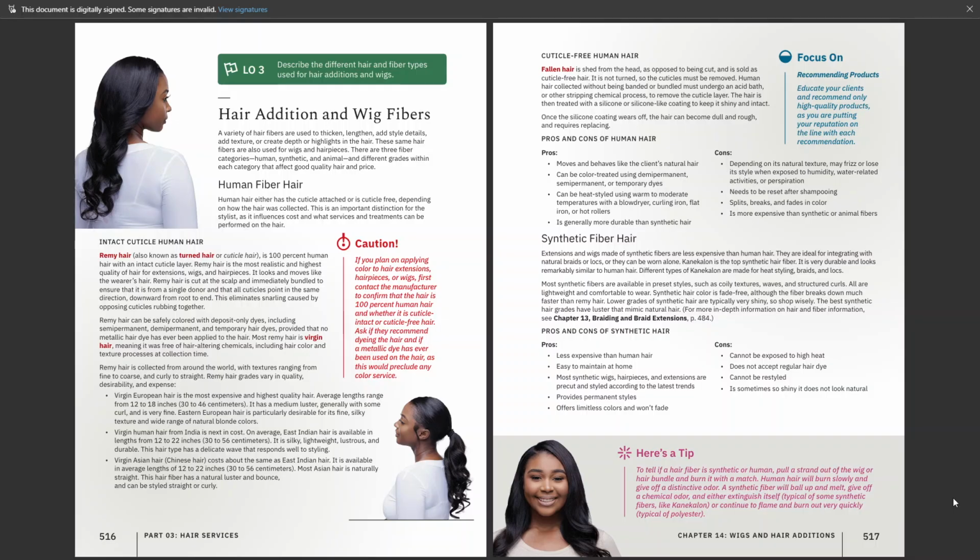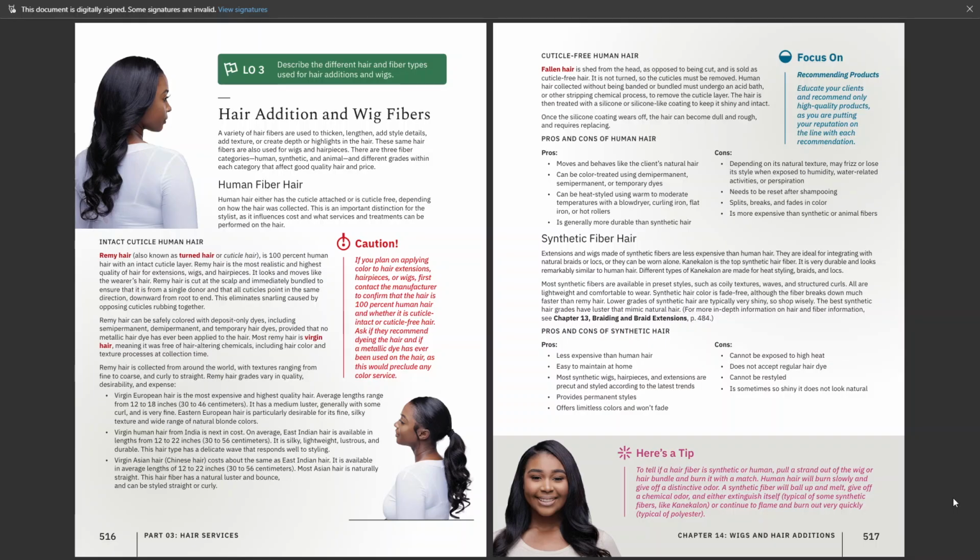Learning objective number 3. Describe the different hair and fiber types used for hair additions and wigs. Hair addition and wig fibers. A variety of hair fibers are used to thicken, lengthen, add style details, add texture, or create depth or highlights in the hair. These same hair fibers are also used for wigs and hair pieces.